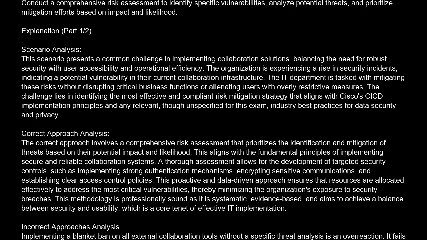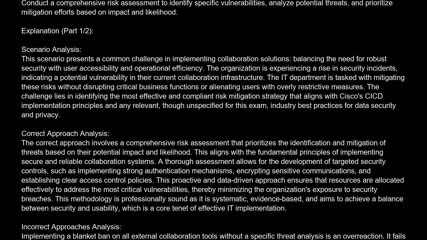The correct answer is C. Conduct a comprehensive risk assessment to identify specific vulnerabilities, analyze potential threats, and prioritize mitigation efforts based on impact and likelihood. Explanation. Scenario analysis. This scenario presents a common challenge in implementing collaboration solutions, balancing the need for robust security with user accessibility and operational efficiency.